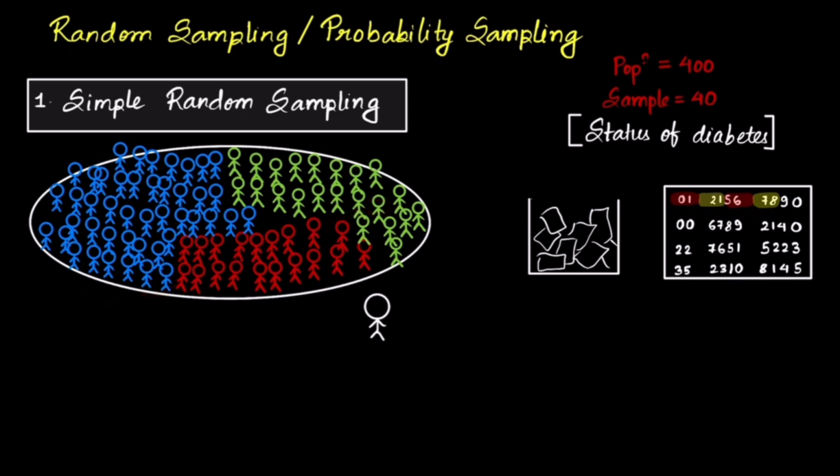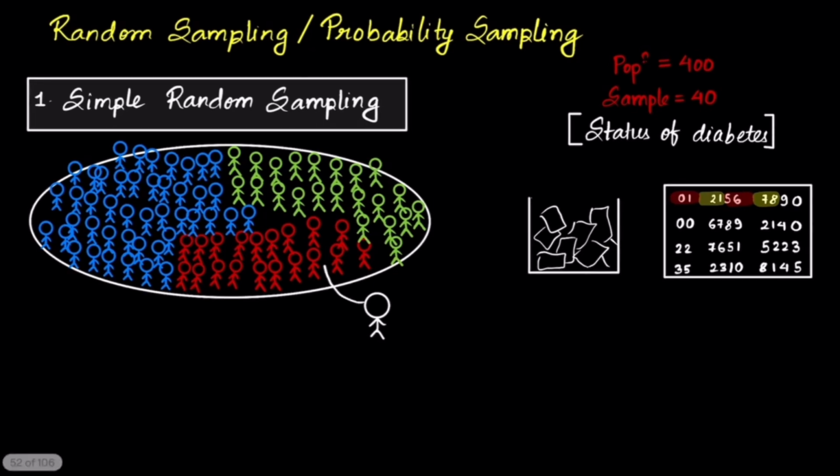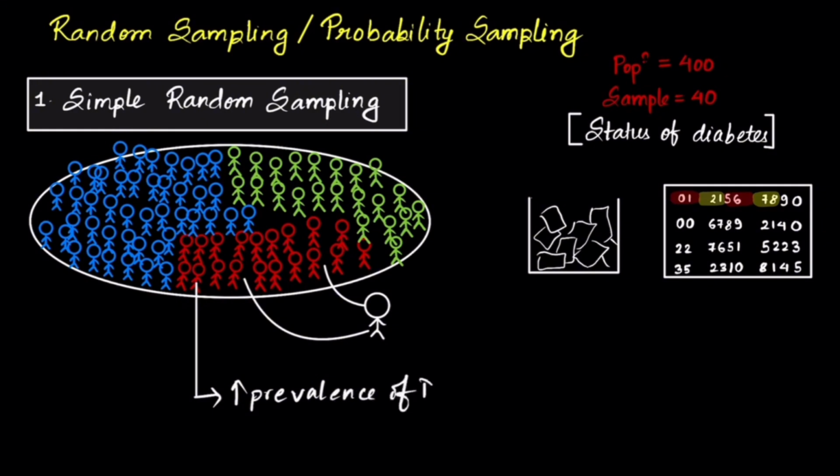Let's say the surveyor applies convenience sampling, that is, he reaches out to the people of the community that are most approachable for him. Then the people that are going to be included in his sample are going to be majorly the red people. The reason I have shown them with red is because these people of this particular locality of this community have a higher prevalence of diabetes due to some genetic reasons.